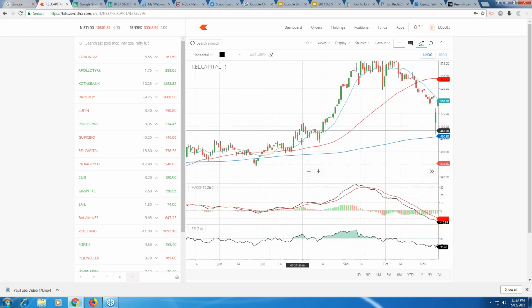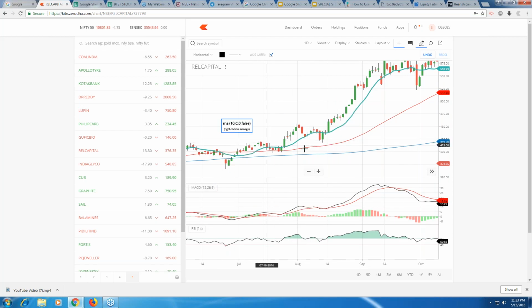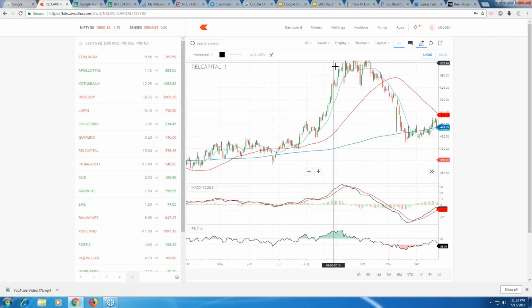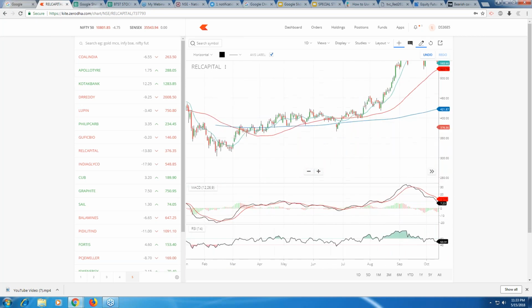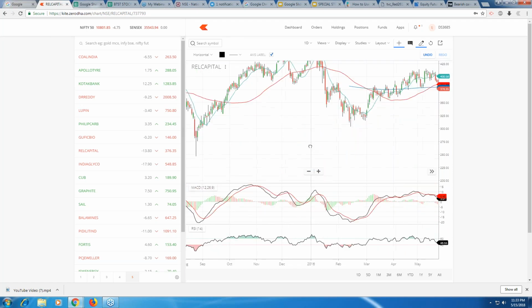See here, beautiful trade off support, and the stock price has gone up. Stock has gone up from here to here. All right. So this is how you can trade in different lots of futures.